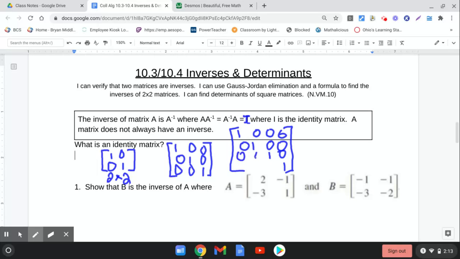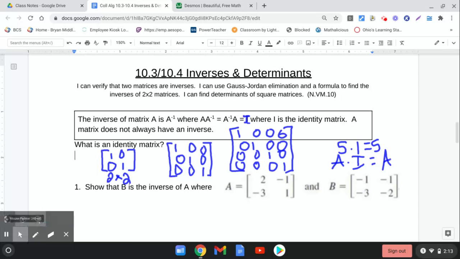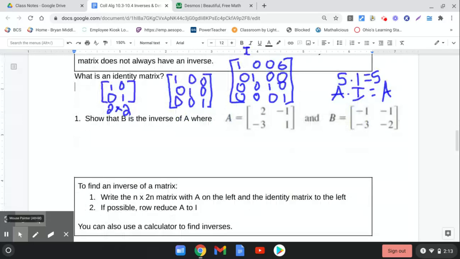Now, the identity matrix is basically like 1, just like 5 times 1 is 5. Any matrix times the identity matrix is just the matrix again. That's why it's called the identity, because when you multiply by it, you just get the same thing that you started with. So we're going to take a look at a couple problems here.